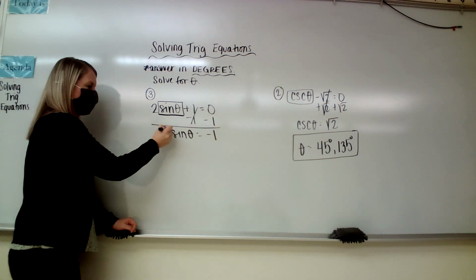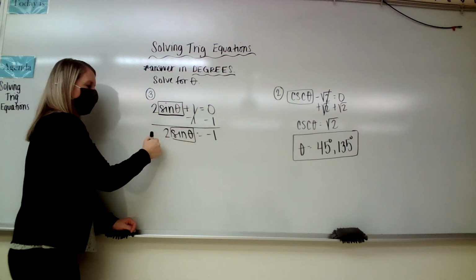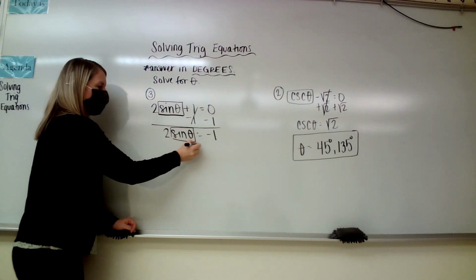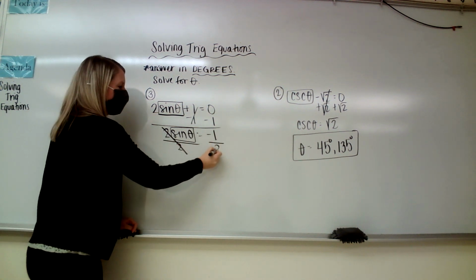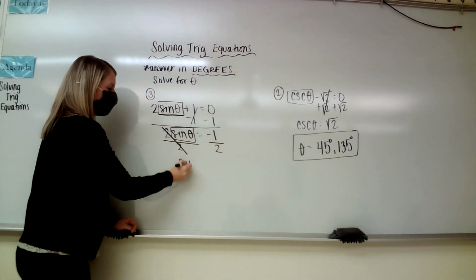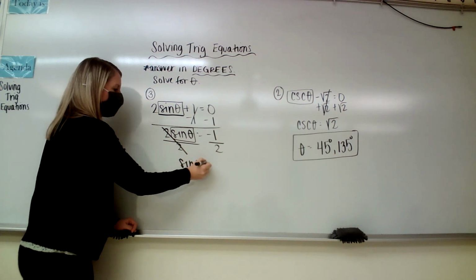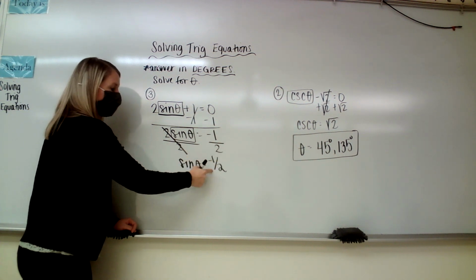And since I still want this by itself, I don't want that 2 there. It says 2 times sine, so I'm going to divide by 2. Those are connected with multiplication, and the opposite of multiplication is division. Now we just have a nice little fraction over here, which is perfectly fine because we can look that up in our chart.